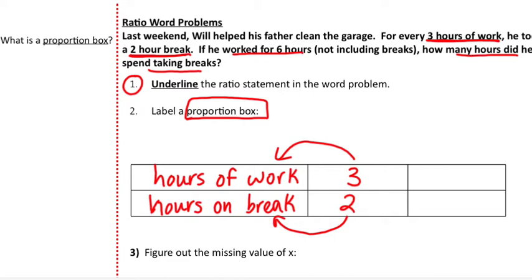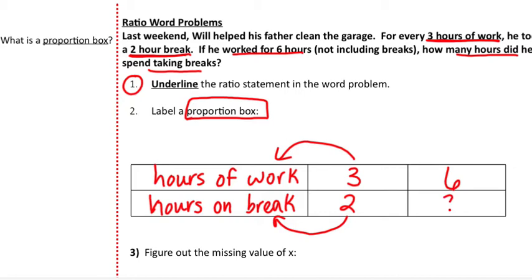That's really going to help you when you're solving these word problems. So again, think of this as a table. That's really all it is. It says he worked for 6 hours. Well, I just have to look at where my label for work is, and that's where my 6 has to go. If he works for 6 hours, I don't know how many hours he spent on break. So this is my number that I don't know.